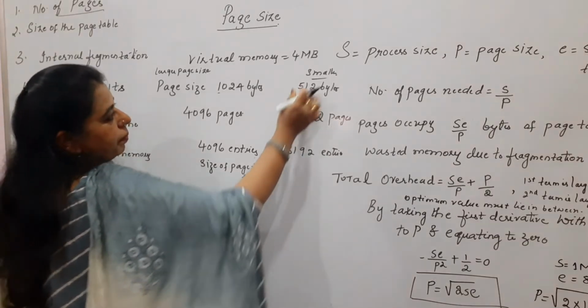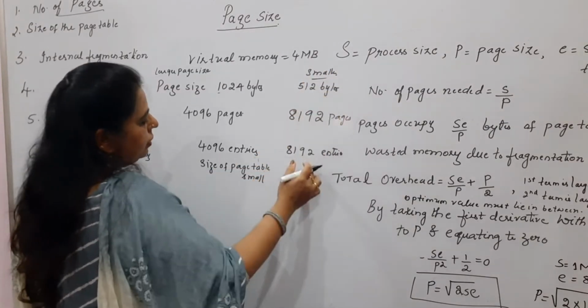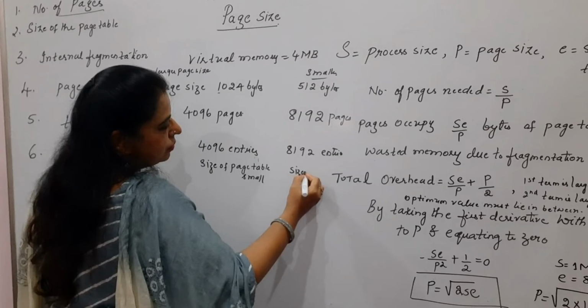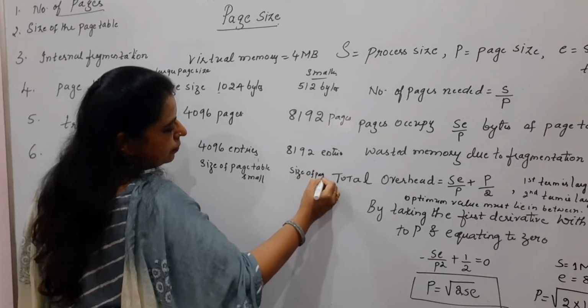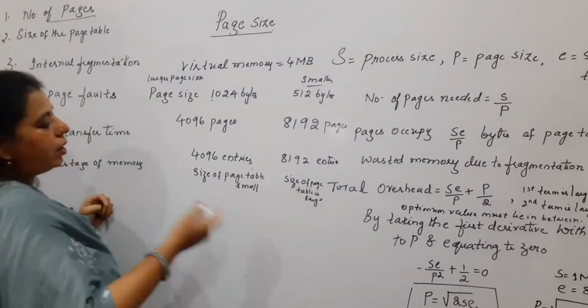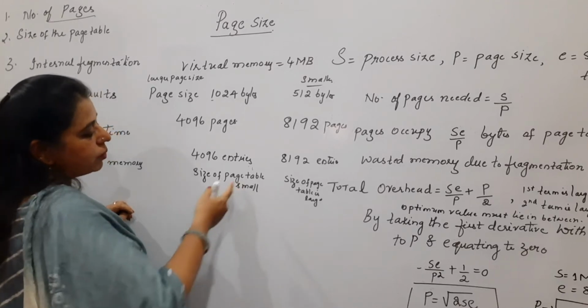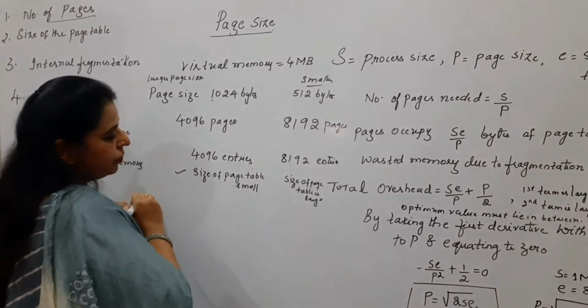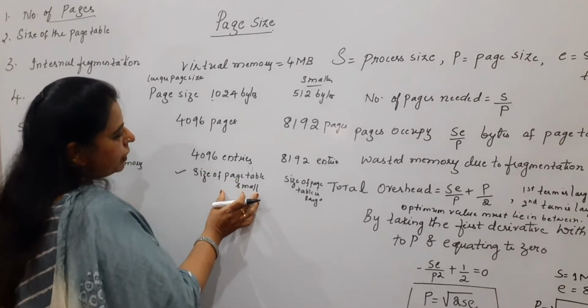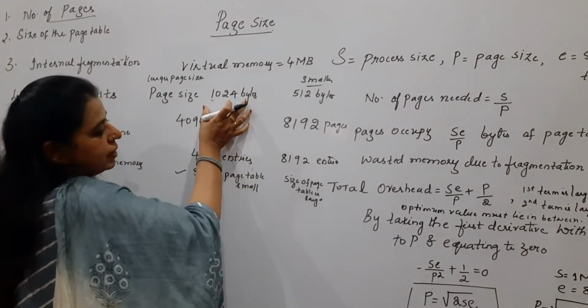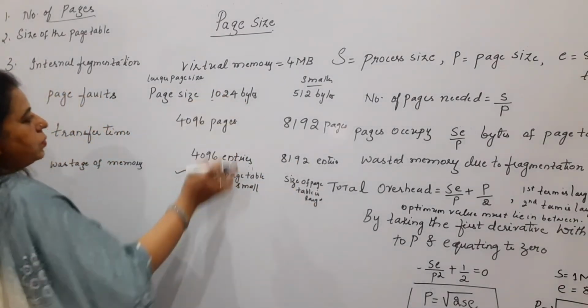Whereas if the page size is small, then the size of the page table is large. Normally what we prefer is a smaller page table. This is what normally we prefer. If we want a smaller page table, then you have to have a larger page size. This is how these two are related.